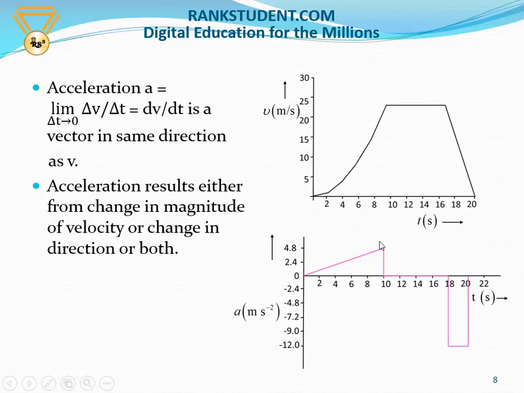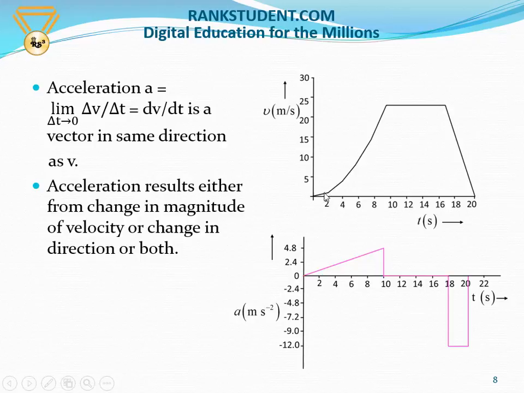Similarly, we define acceleration as the rate of change of velocity. The limit of delta v over delta t as delta t goes to 0, namely the derivative dv by dt. It is a vector in the same direction, and since it is a vector, it could change either because of a change in magnitude or a change in direction.